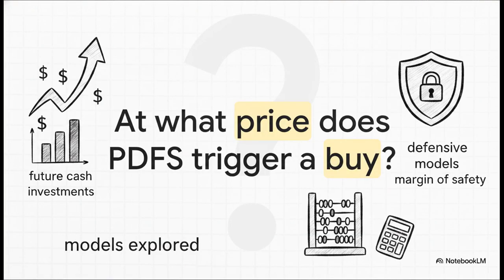Remember, great companies only make great investments at the right price. We see fair value hovering in the low $50s based on those future cash flows, while the defensive models demand a much lower entry point. PDF Solutions holds the keys to the AI semiconductor revolution, but the real question is, are you willing to pay a premium for those keys today?